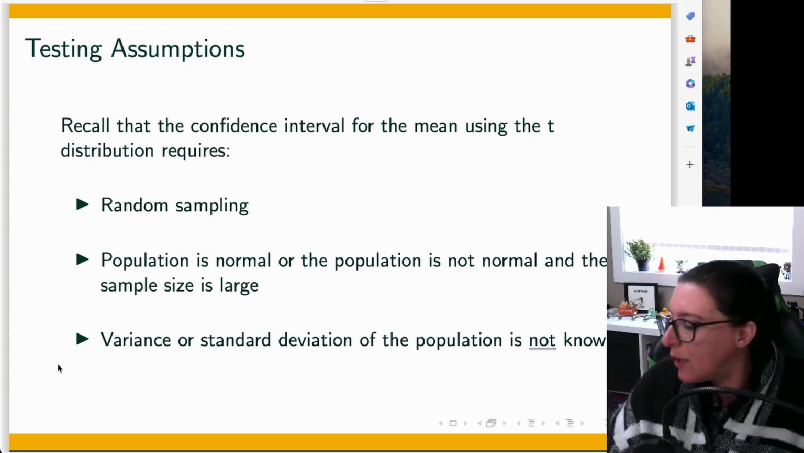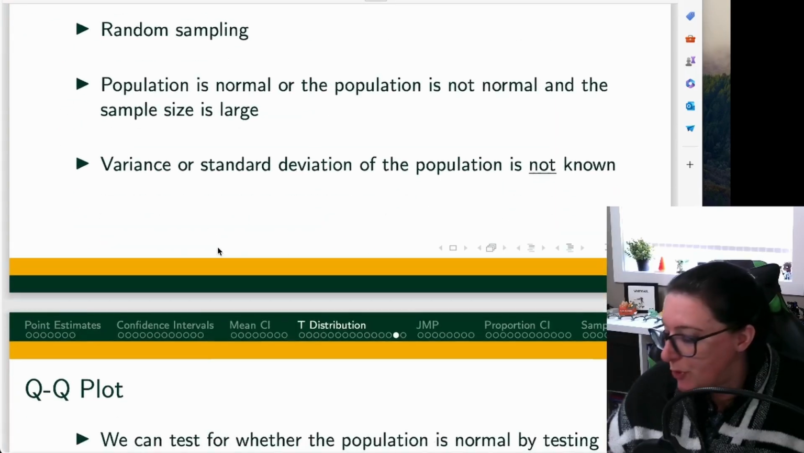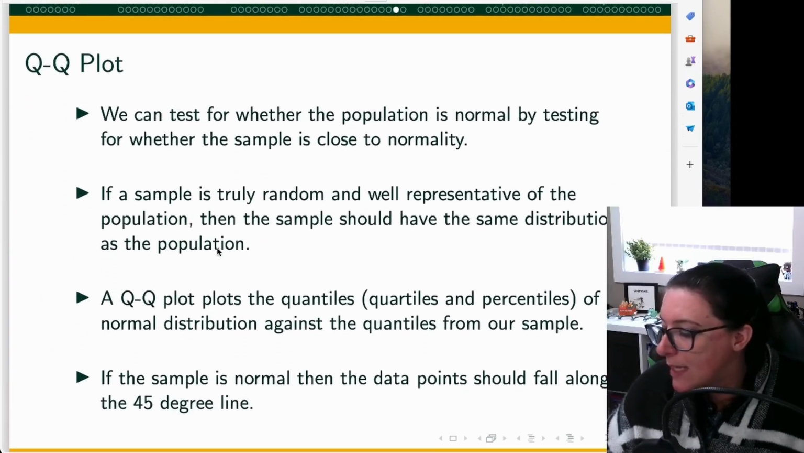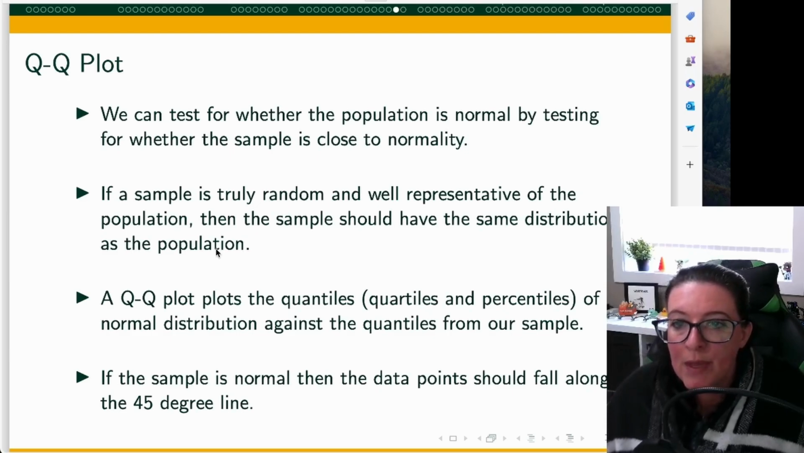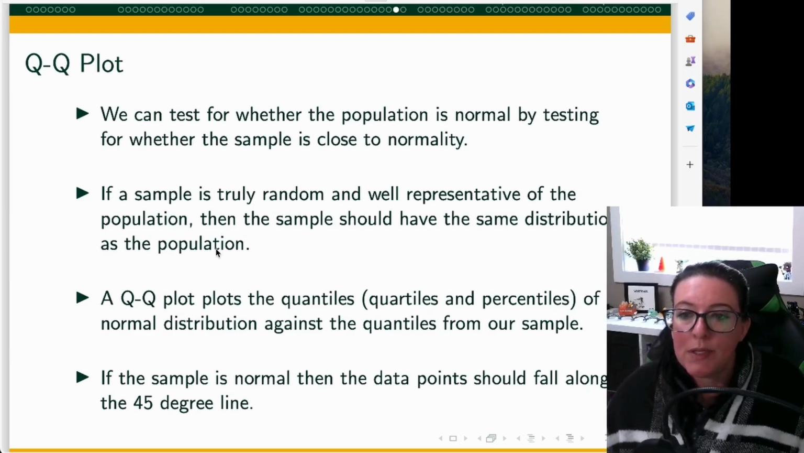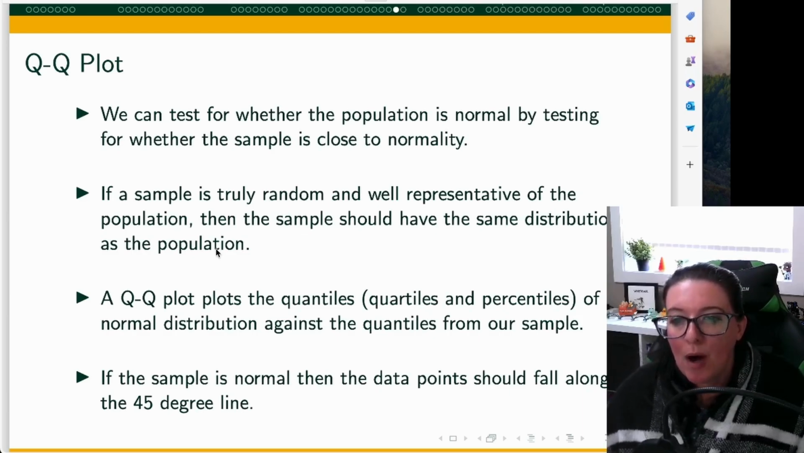So let's take a look at an example and look at how we would do that. To test the normality assumption, you're going to create what is called a QQ plot. This can test whether the population is normal by looking at whether the sample is close to normality, because we know that if the population is normal, then the sample will be normally distributed as well if it is a truly random and representative sample of the population.